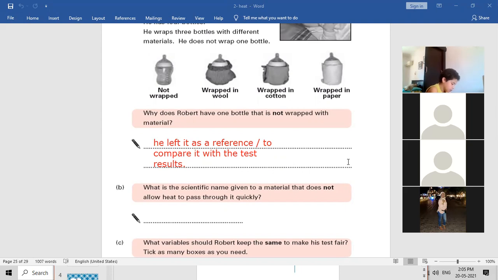The next question is, what is the scientific name given to a material that does not allow heat to pass through it quickly? Yes, who's calling me? Ruqayya. Yes, Ruqayya. Is page 67 and 68 homework? 66 and 67. Okay. Ruqayya, can you answer this? What is the scientific name given to a material that does not allow heat to pass through it quickly?